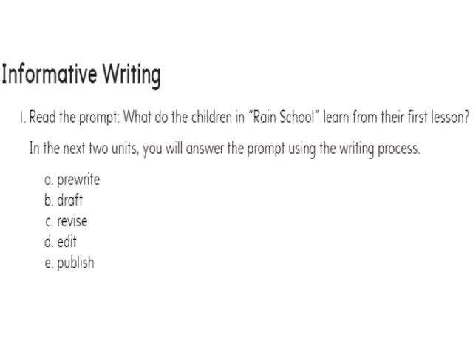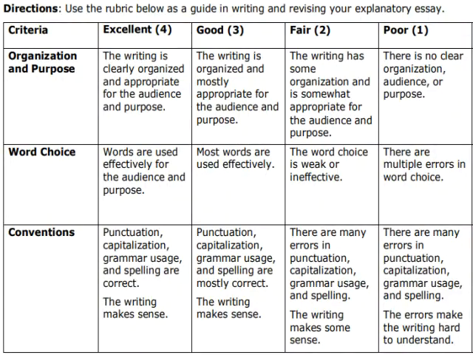Before we begin, let's look at our rubric to make sure we know what to include in our final draft. Here's our prompt. What do the children in Rain School learn from their first lesson? So that's what I'm writing about, and I need to include information that relates back to that prompt. In the highest category, it says, the writing is clearly organized and appropriate for the audience and purpose. That means when events take place in the story, I want them to take place in the same order in my informative writing. I want to make sure it's organized and I want to make sure it goes back to that writing prompt and is about what those children learned in their first lesson.